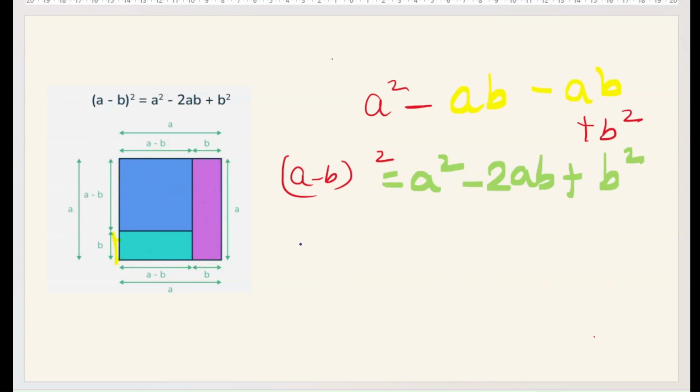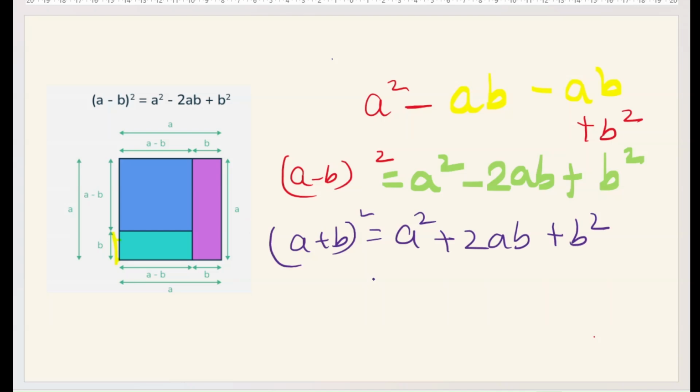Let's compare it. What is a plus b whole square? That is equals to a square plus 2ab plus b square. Right? What is the difference between these two identities? Minus sign comes. Where? In front of 2ab. Right? So you have to remember this thing. Where does minus sign come? In front of 2ab. And here we have everything positive. Okay? So don't get confused.